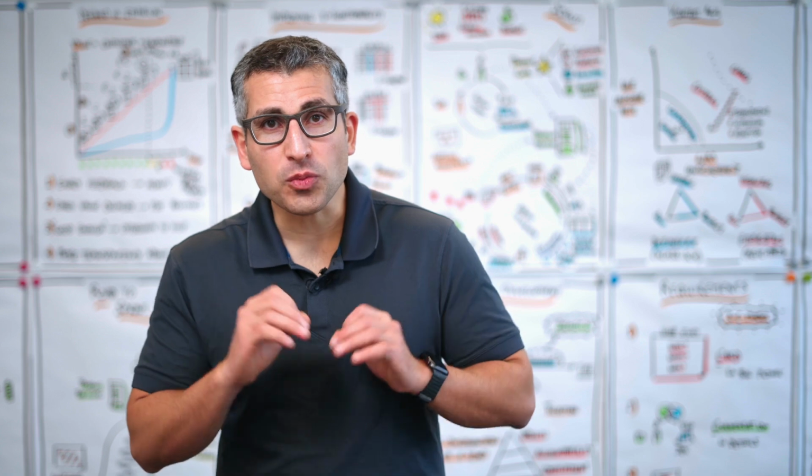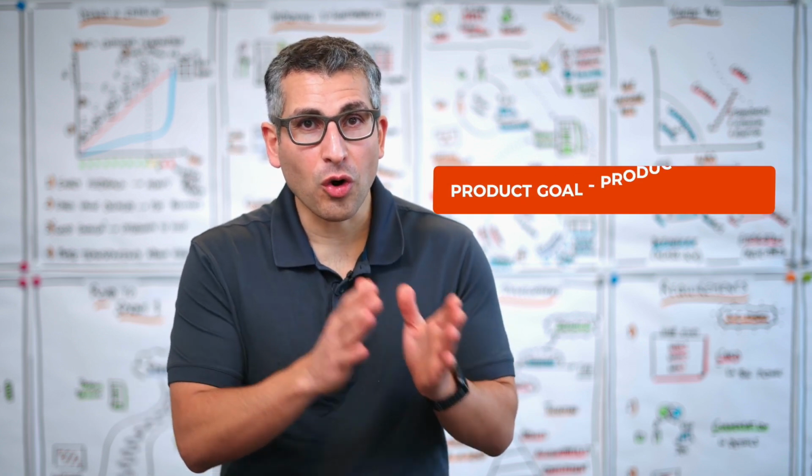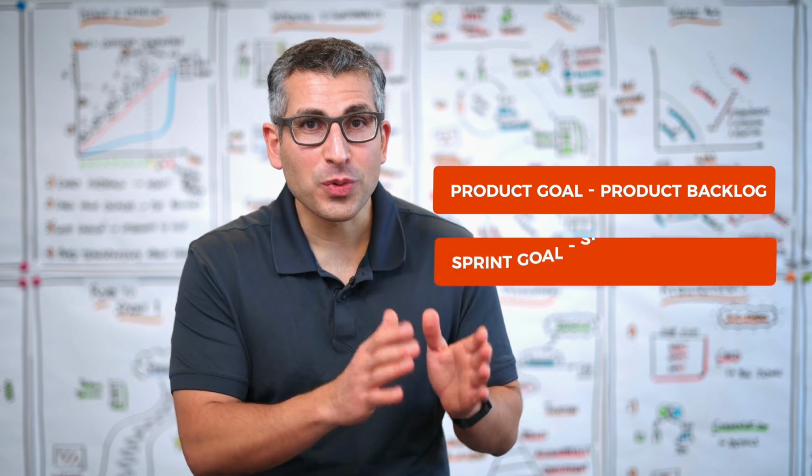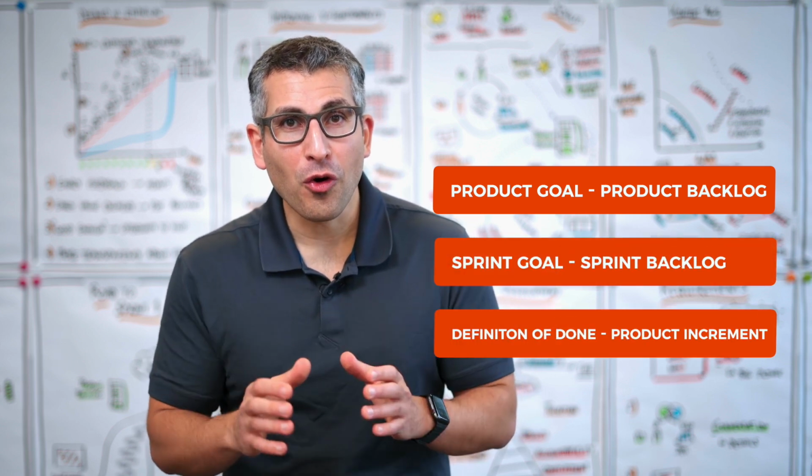To summarize, we have 3 artifacts in Scrum: the product backlog, the sprint backlog, and the product increment. Each one of these artifacts comes with a commitment to them. The product goal for the product backlog, the sprint goal for the sprint backlog, and the definition of done for the product increment. I hope that this brief overview of the artifacts provided you with a better understanding of what the artifacts actually are and how all of those artifacts, including their commitments, are connected.